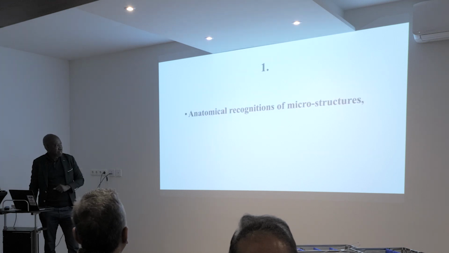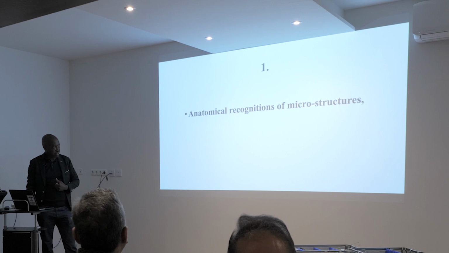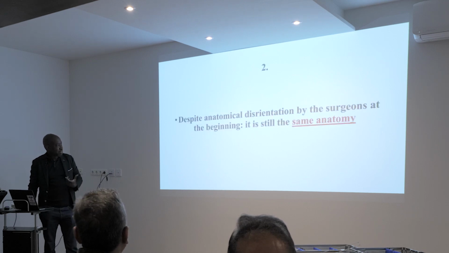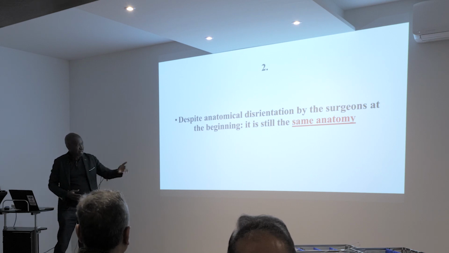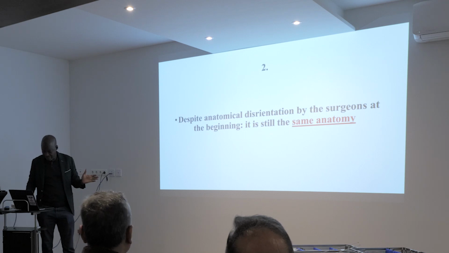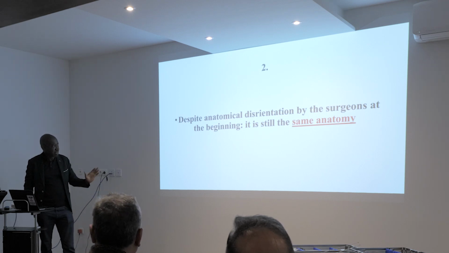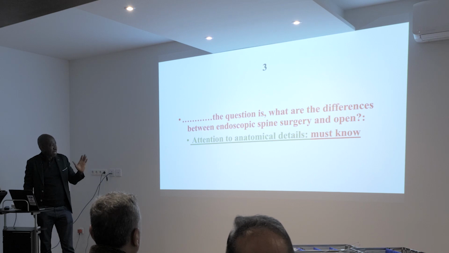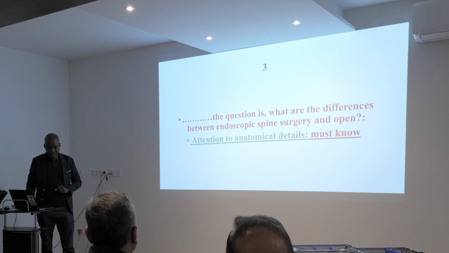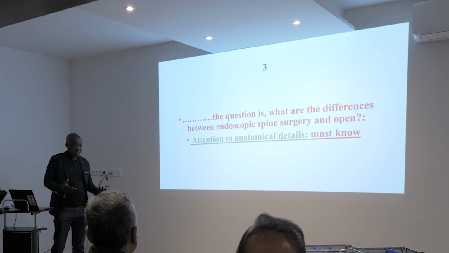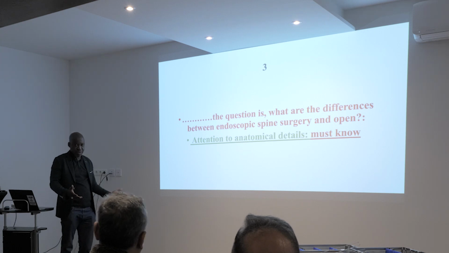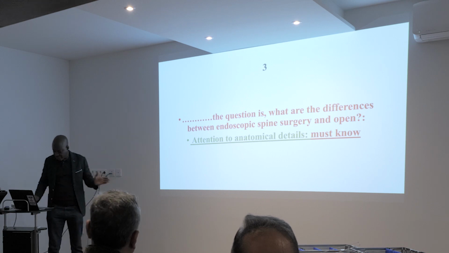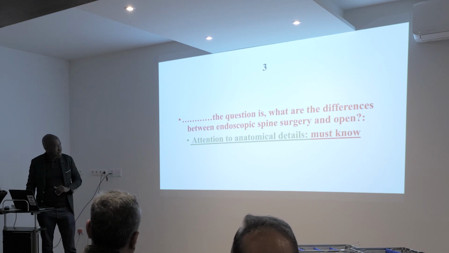One, anatomical recognition of microstructures is very important. Two, despite anatomical disorientation when you start, you should remember it is the same anatomy. You are going into the same anatomy. Attention to anatomical details is important. It's not like open surgery where you struggle with blood and the anatomy might not be so clear. In endoscopic spinal surgery, you must pay attention to every anatomical detail.